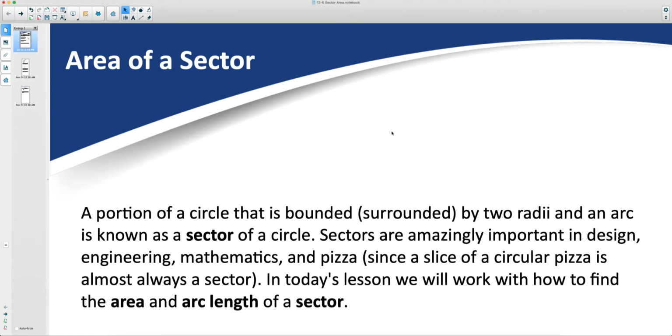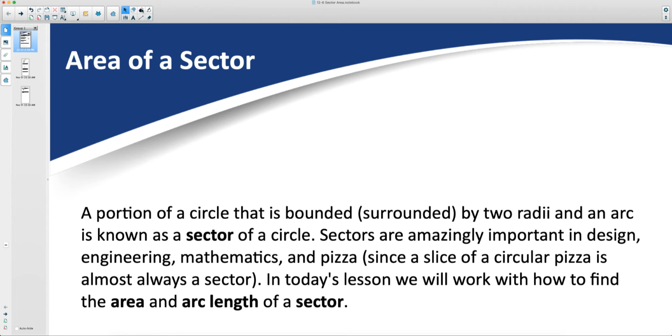Okay, so we are moving on to lesson 6. So we're done with proofs. We're going to move on from that, and that's it. We're kind of finished with proofs for the year. So today we're going to look at the area of a sector and the arc length.